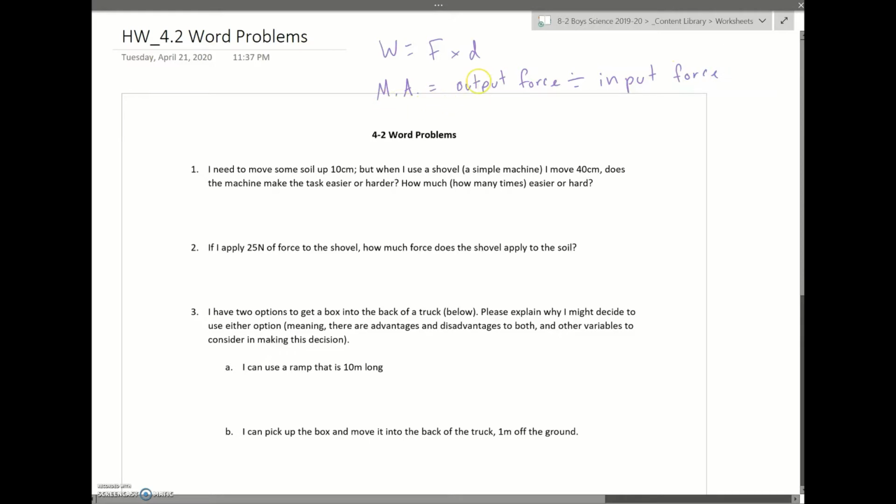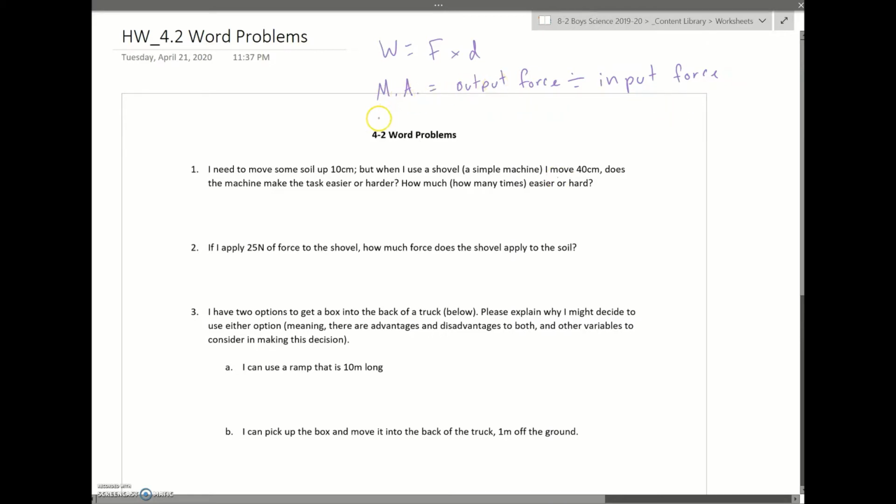Remember, mechanical advantage is how much the machine helps you do the work. So of course it makes sense that the output force is going to be greater than the input force, and if the output force is greater than the input force, then that will leave us with a number greater than 1. If our machine is helping us by making work less, we want our mechanical advantage to be as high as possible.